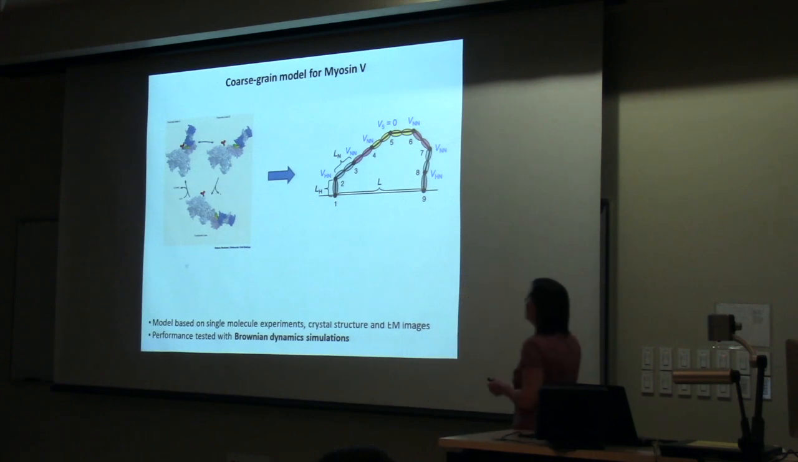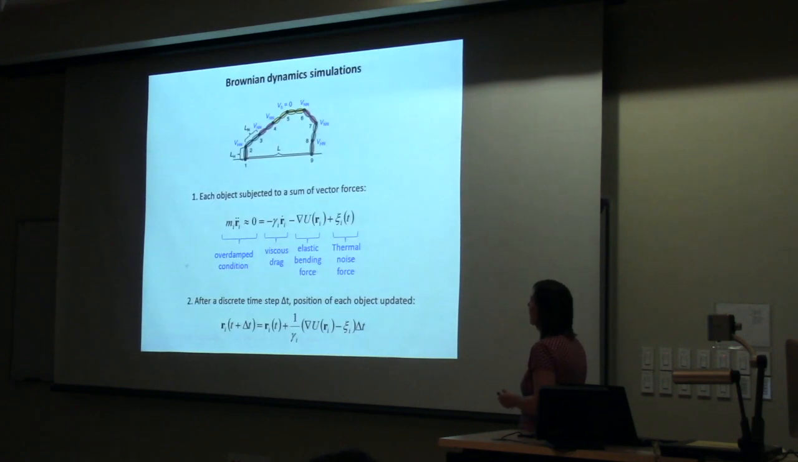And the third really important assumption of the model was that when a head detaches, it's going to undergo Brownian diffusion until it finds a new binding site, until it gets really close, and then it can reattach. So we wanted to put these basic assumptions into a model and test it and see, does it do what we hope it will? And so the tool that we'll use to test the performance of this model is Brownian dynamics simulations. So I want to give you just a brief overview about how this tool works.